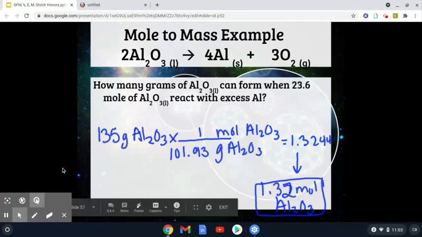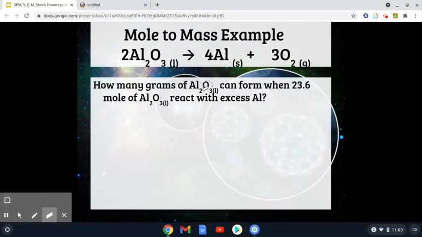Let's take a look at the next problem. This one reads, how many grams of aluminum oxide can form when 23.6 moles of aluminum oxide react with excess aluminum? So sometimes these problems will give you extra information that you really don't need. And in this case, we don't need the fact that it reacts with excess aluminum. That just means that you're giving it a lot of aluminum to make sure the reaction is going to happen. So please pause this video, try it on your own, and then unpause it to check your work.